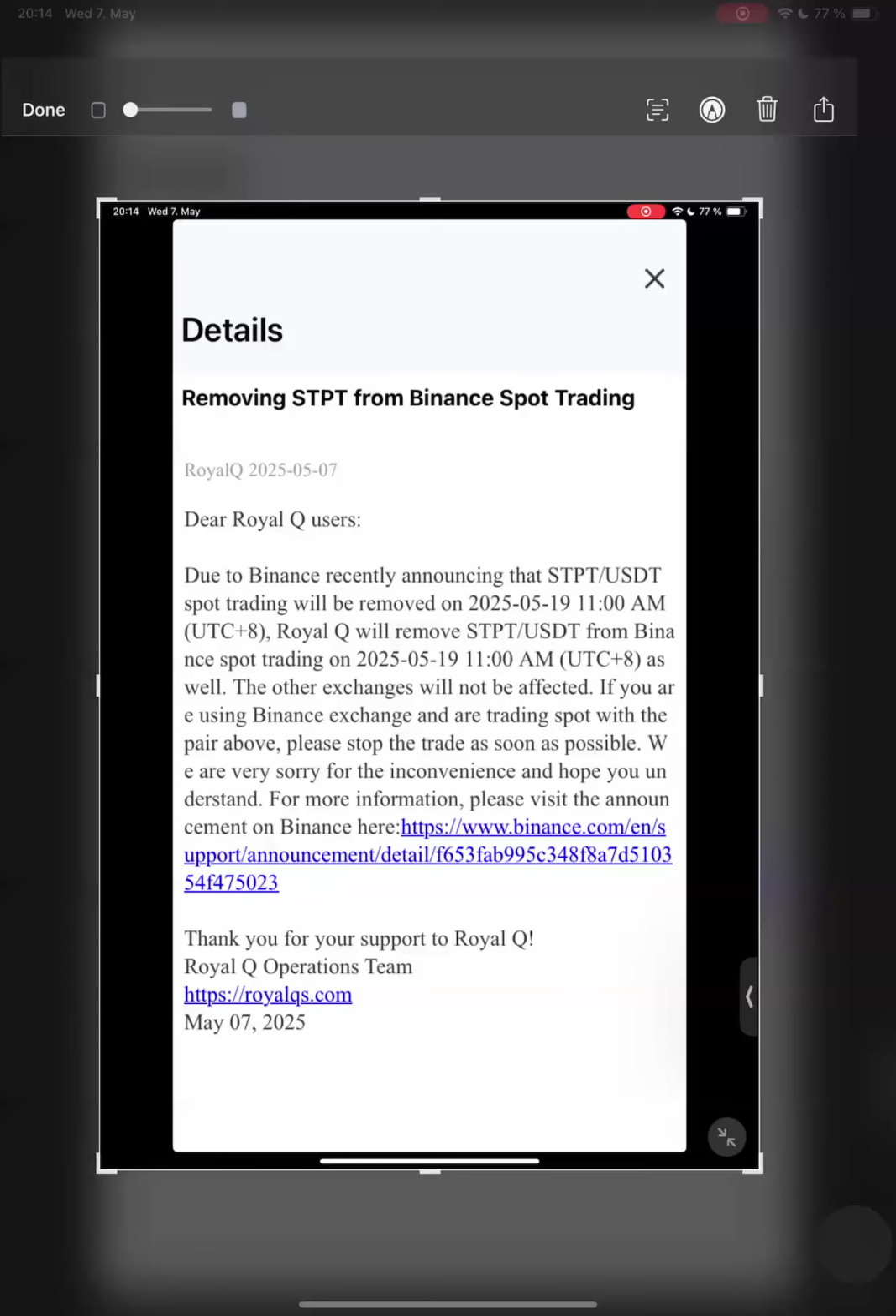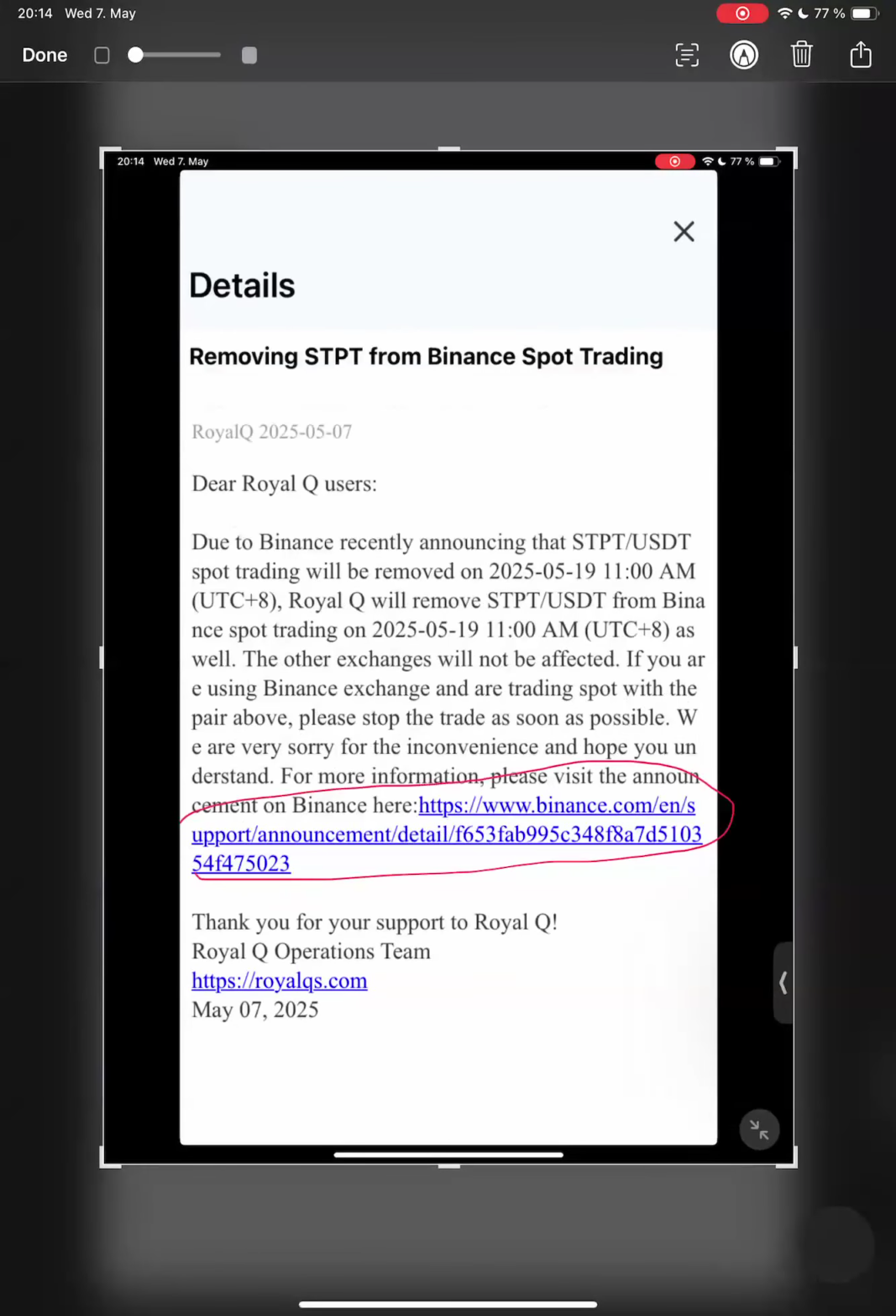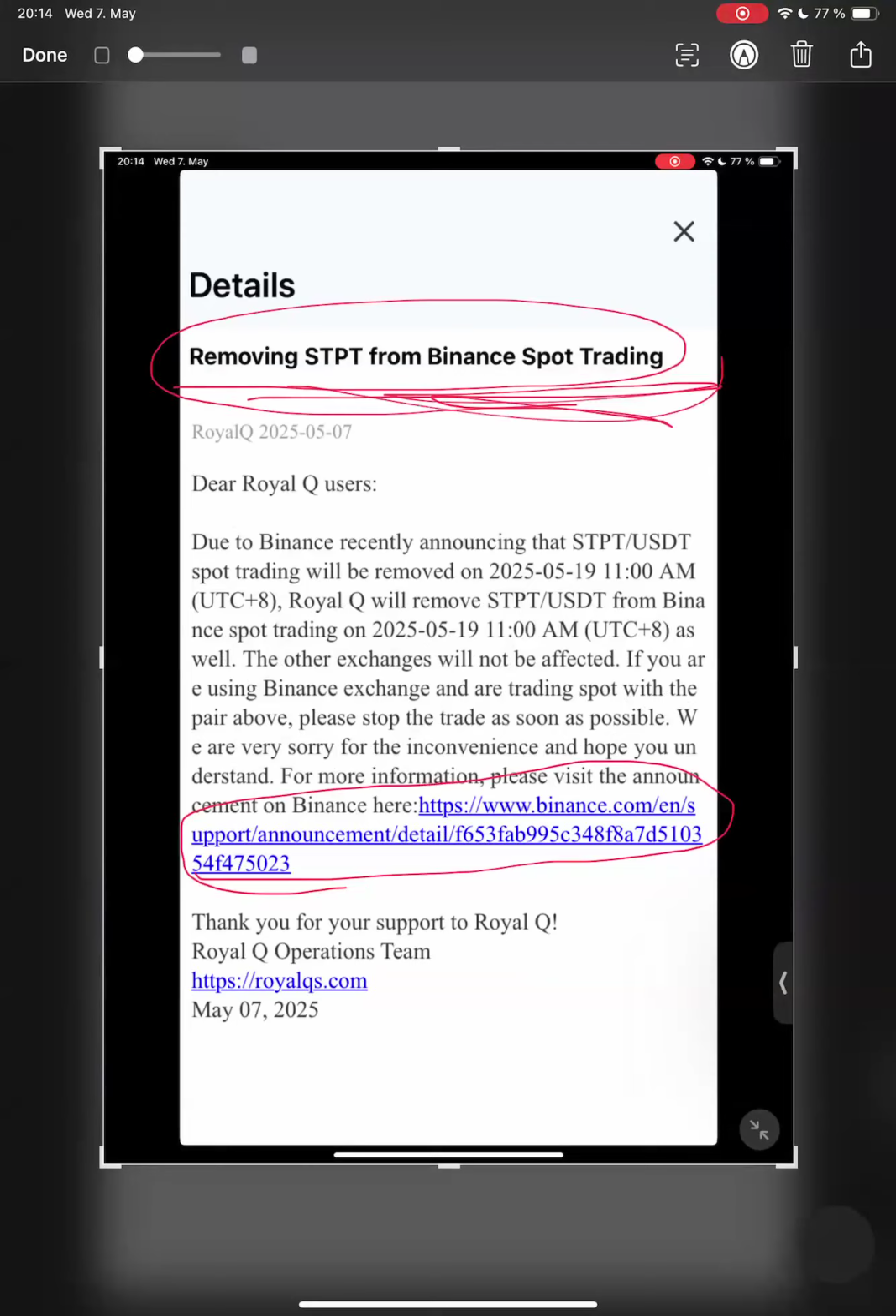Now they still go ahead to add the link of the Binance announcement so that you would know that, okay, this coin, STPT, they are removing from Binance Spot Trading. So if you are trading this coin, what you need to do is exercise a little patience. Now, they said it will be removed on the 19th of May. Today is the 7th. So at least there are 12 days more for it to be removed. Let's say 11, because the day they'll remove it is not counted, because it uses UTC plus 8. So let's say the 18th. So you would have to check and do the needful.